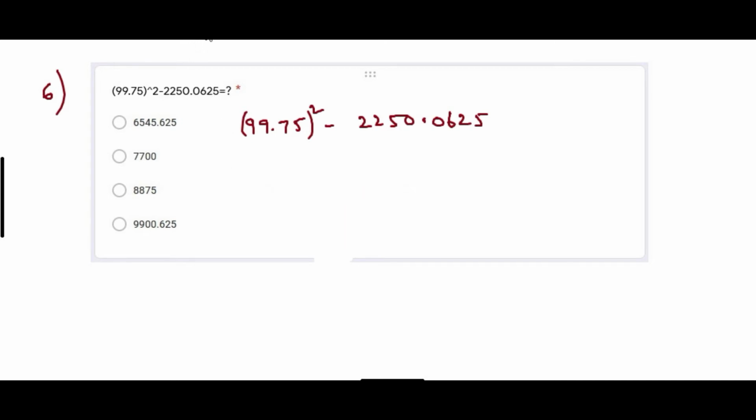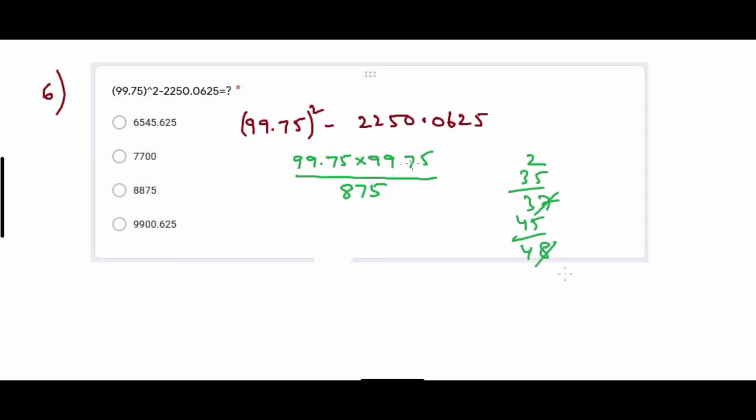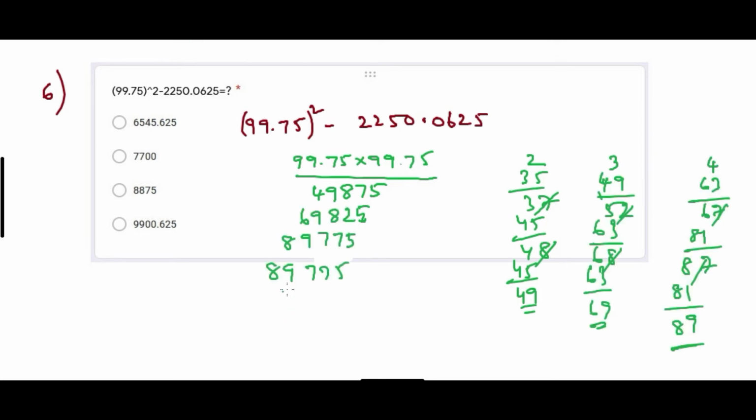So let us solve this directly. 99.75 into 99.75. 5 5s are 25. 5 7s are 35, 2 it is 37, 7 and 3 is carry. 5 9s are 45, so 48, so 8 and 4 is carry, and 5 9s are 45 and 4, so it is 49,875. 7 5s are 35. So you can directly multiply these two.